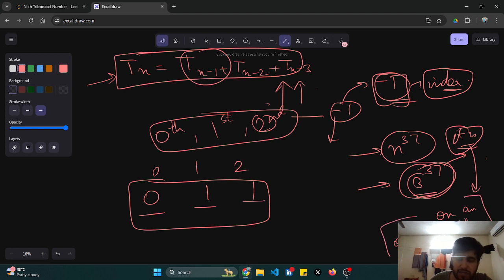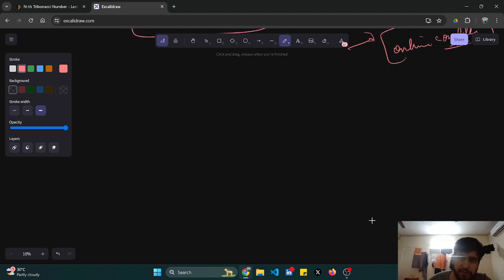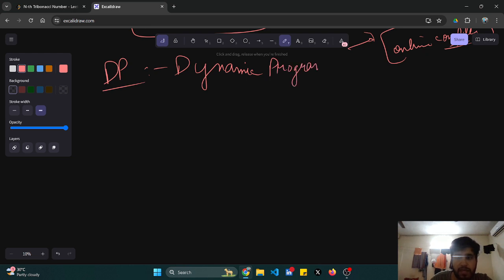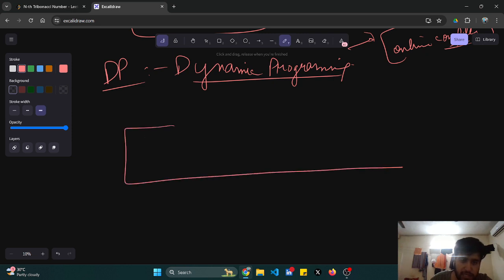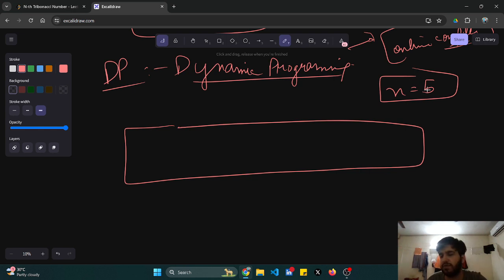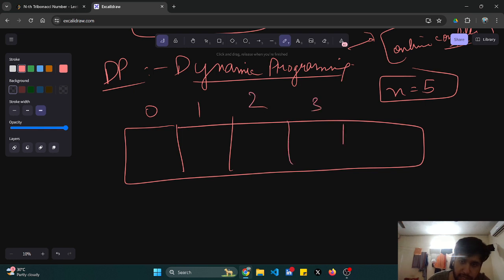So we'll directly jump to the solution. How will we solve this? We'll solve it by 1D DP. What is DP? DP is basically dynamic programming. It is used to solve overlapping subproblems. So let us try to see what happens. Suppose you have to get the value for n equal to 5. So you have to get the fifth term. If I just write it down, 0 1 2 3 4, and then the fifth term you have to get.